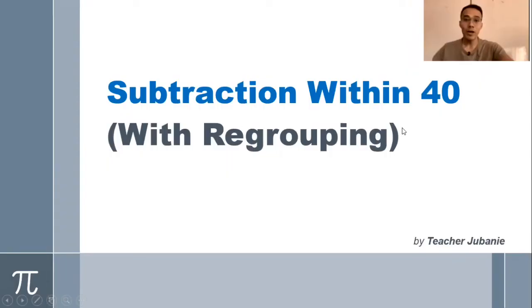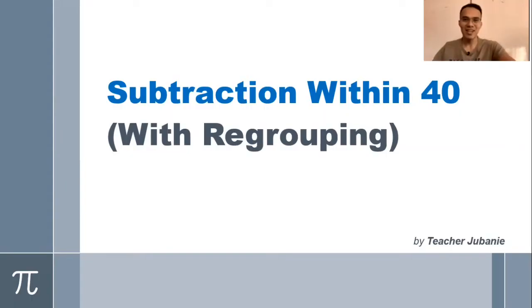Last week, we discussed addition within 40 with regrouping. In this video, we are going to talk about subtraction within 40 with regrouping. Before we proceed to my examples, let's recall first what is meant by subtraction. Anyone?